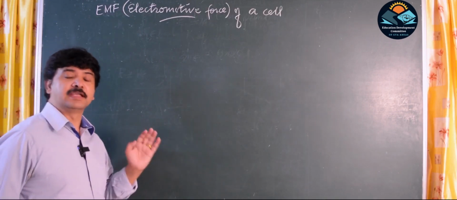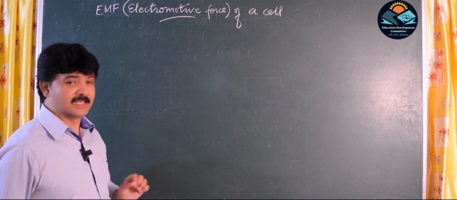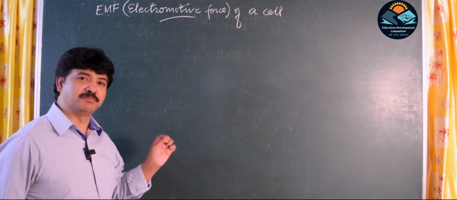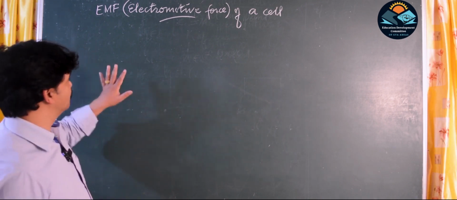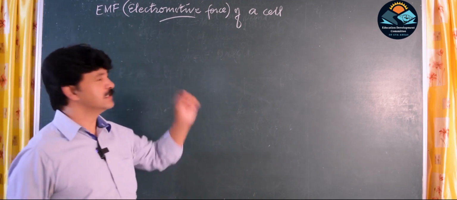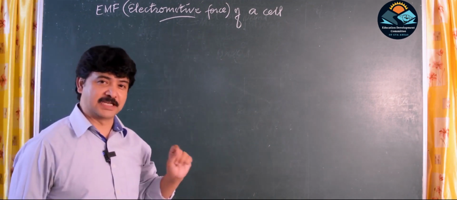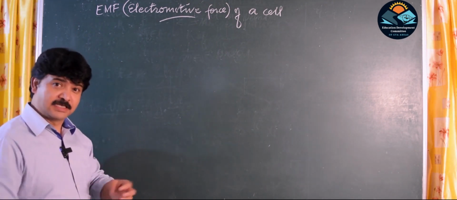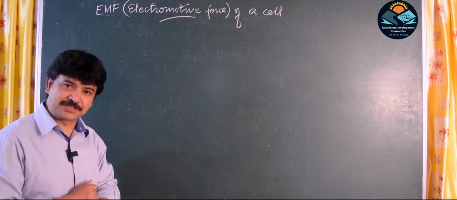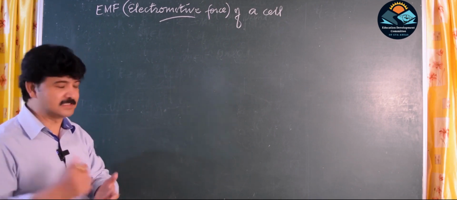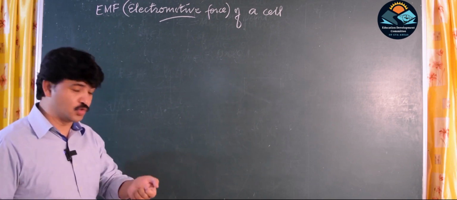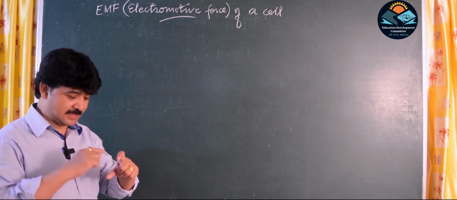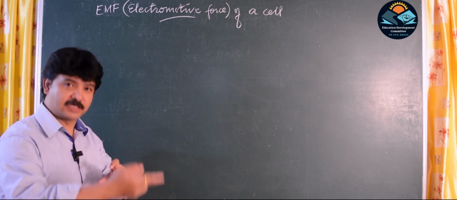EMF, or the electromotive force of a cell, and by cell we mean an electric cell, not a biological cell. Now before going on to this topic, let's understand about cell, that means electric cell. So what's an electric cell? An electric cell is a device that converts chemical energy into electrical energy. For instance, the cell which you use in a torch contains chemicals inside it, and that produces the electric current.